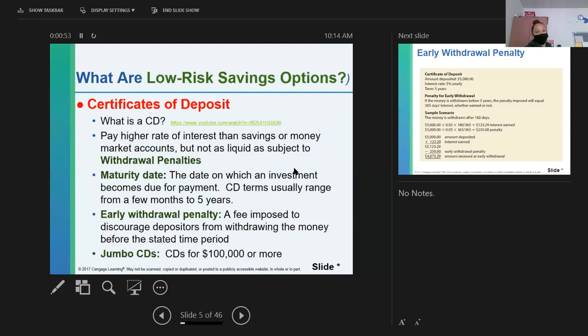The early withdrawal penalty is a fee imposed to discourage depositors from withdrawing the money before the stated time period. So hopefully you never have to do that. But it is an option if an emergency comes up, but it should be money that you are okay putting away and not needing. They do have jumbo CDs if they're $100,000 or more. They can offer higher rates of return.